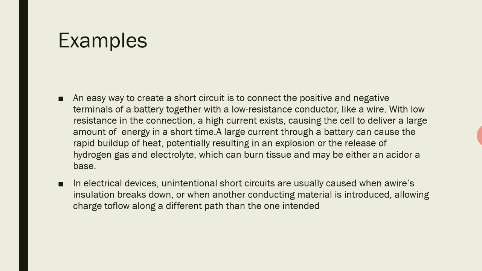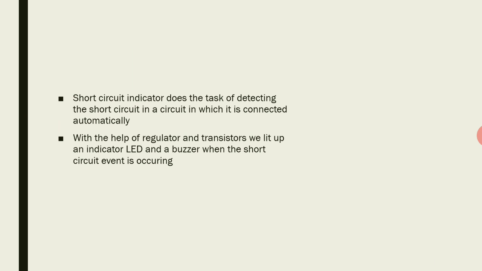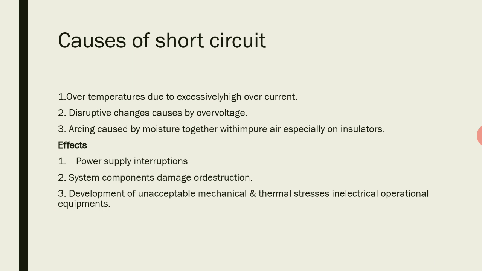In electrical devices, unintentional short circuits are usually caused when a wire's insulation breaks down or when another conducting material is introduced, allowing charge to flow along a different path than the one intended. Here is the need of a short circuit indicator. A short circuit indicator does the task of detecting the short circuit in a circuit in which it is connected automatically. The advantage of having a short circuit indicator is that it helps you to reduce the down times and efficiently increase the availability of your distribution network.